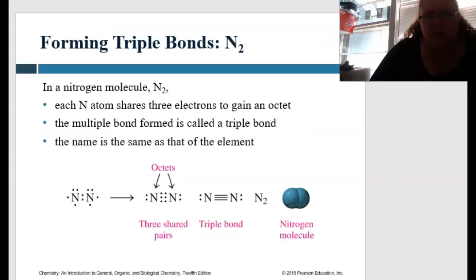So moving on to form triple bonds. An example of this would be with nitrogen. Each nitrogen atom shares 3 electrons to be able to gain that octet status. And the multiple bond formed is called a triple bond. And again, you can do the dots. The 3 lines on top of each other would be the triple bond, and that's what it would look like.